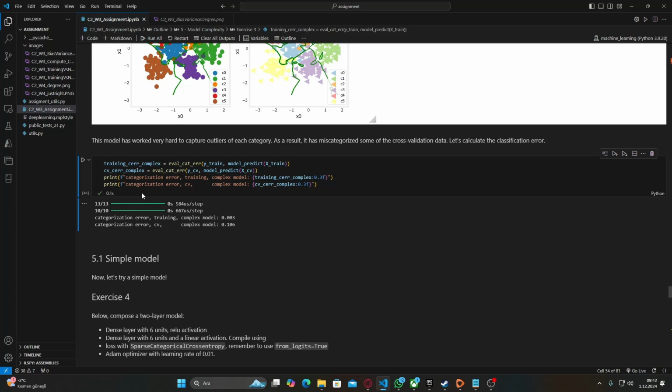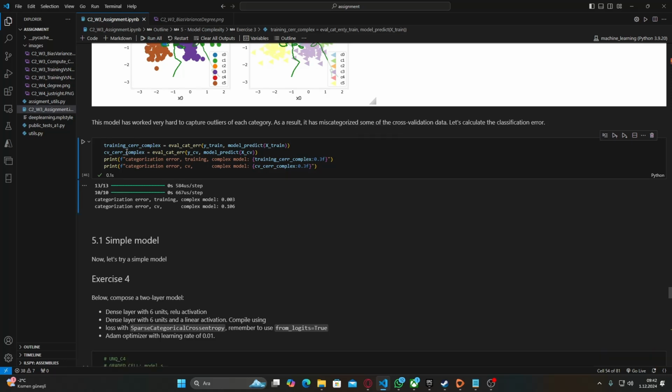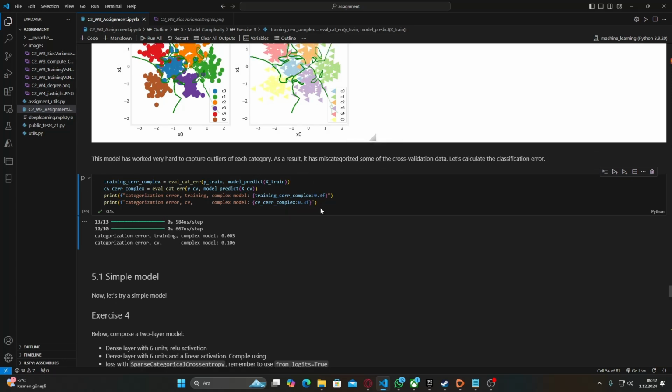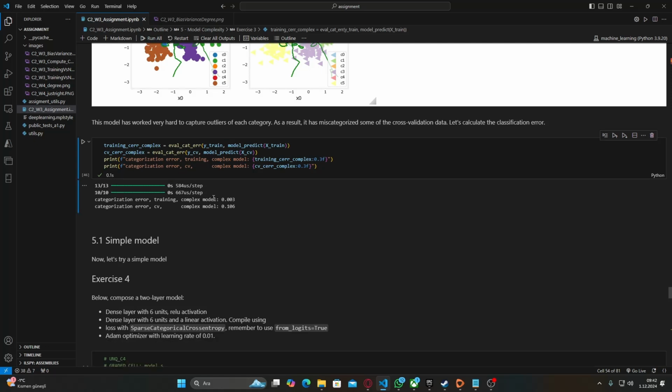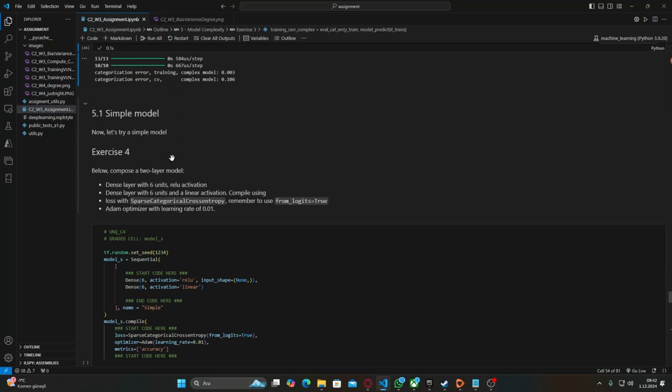And this is giving me the training error for the complex model. This model has worked very hard to capture outliers of each category. As a result, it has miscategorized some of the cross-validation data. Let's calculate the classification error. Actually, it's good. It's looking good to me.